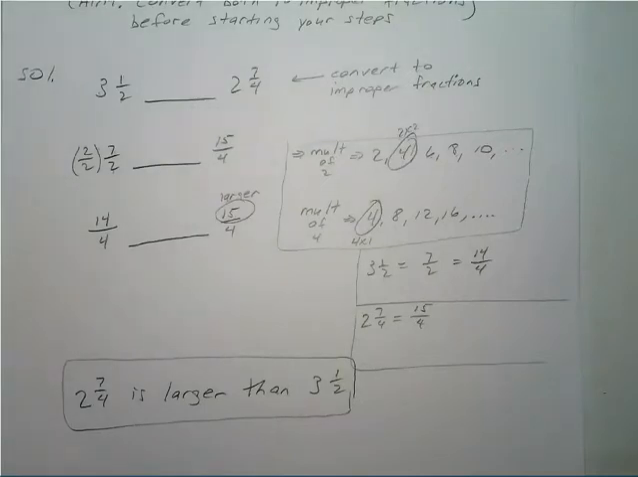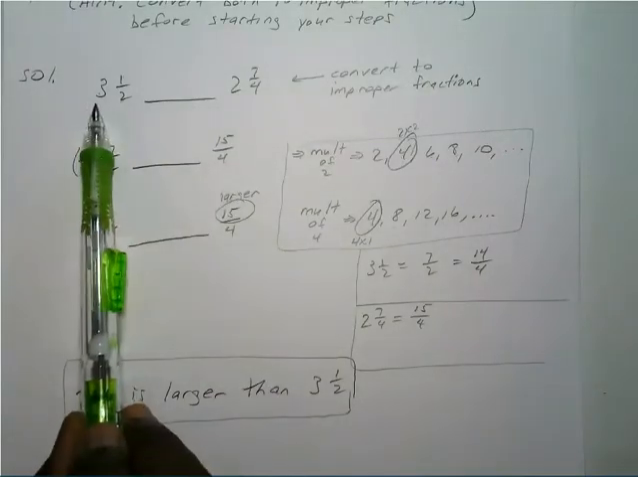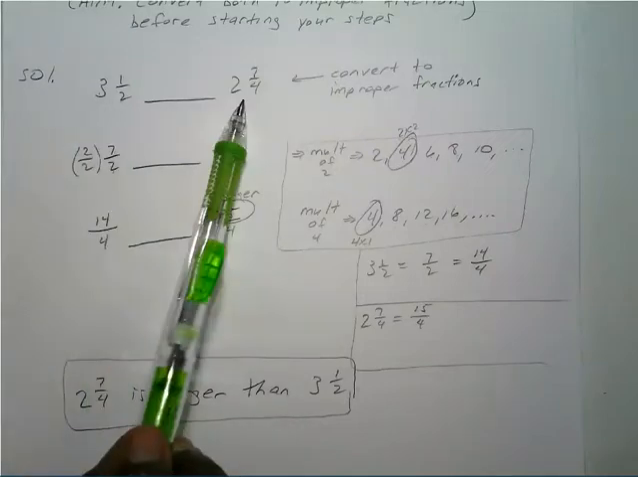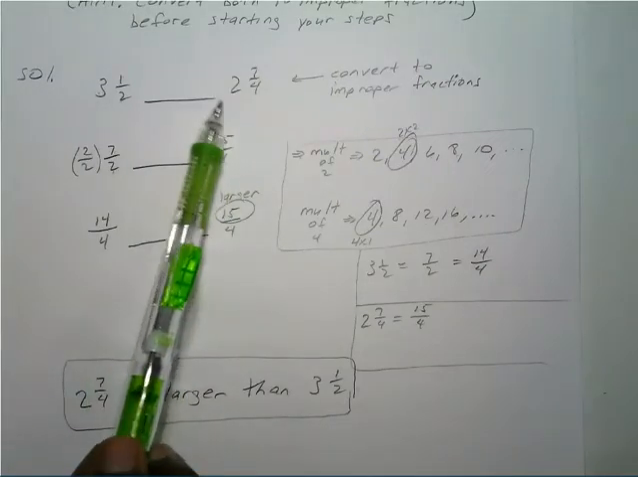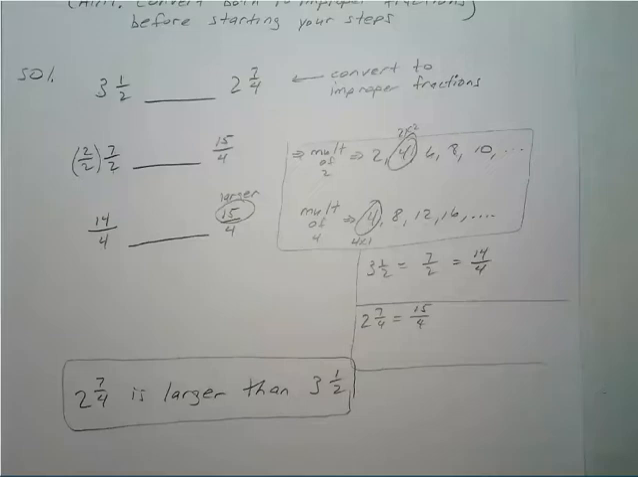All right, so once again, don't be fooled, because you may look at that and go, okay, 3 is bigger than that one. No, 2 7/4 is actually larger. All right, so hopefully this made sense, and I will see you on the next video.